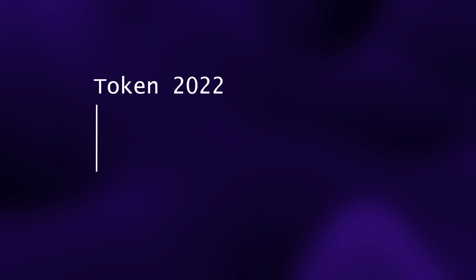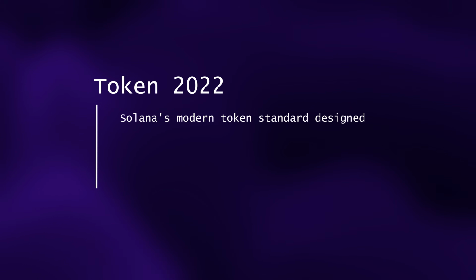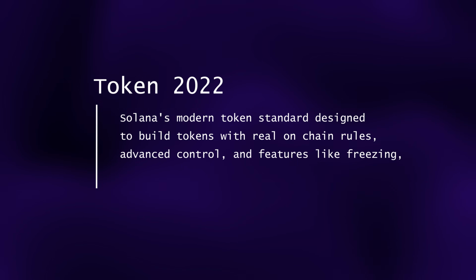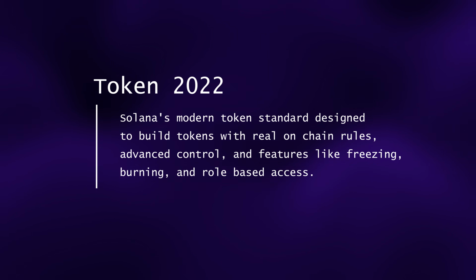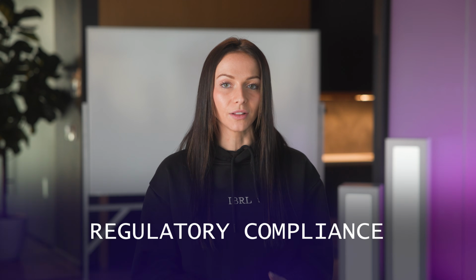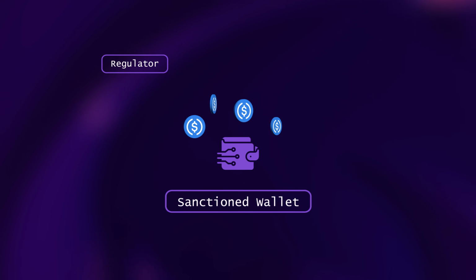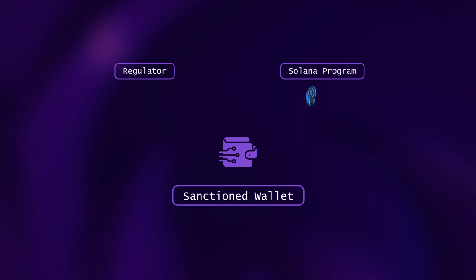Here's what you're going to learn. First, we'll dive into Token 2022. It's Solana's modern token standard designed to build tokens with real on-chain rules, advanced control, and features like freezing, burning, and role-based access. Token 2022 has several different extensions that you can add onto a token for various use cases. Specifically for this project, we're using Token 2022 to be able to meet regulatory compliance needed to issue a stablecoin. For example, if a sanctioned wallet is holding your stablecoin, regulators expect you to be able to freeze or seize those assets, and Token 2022 enables this feature.